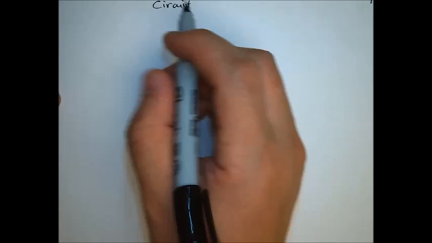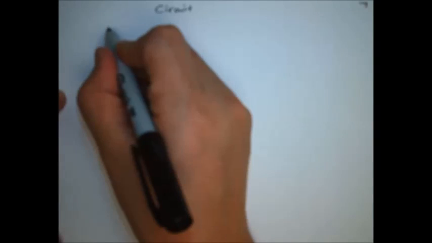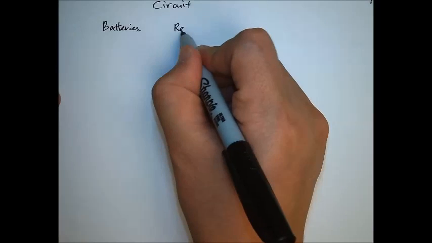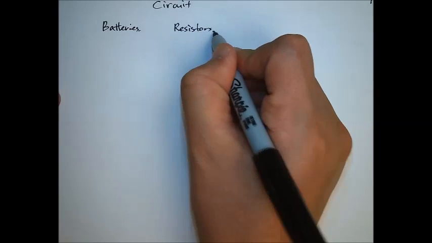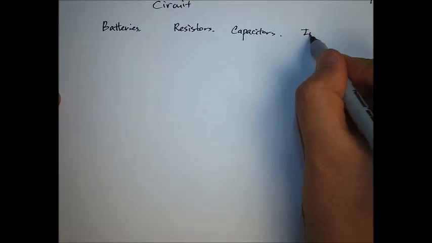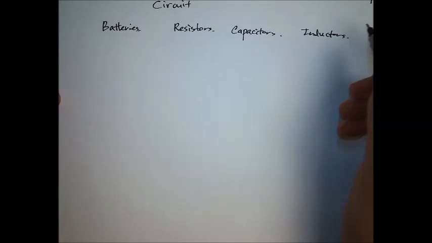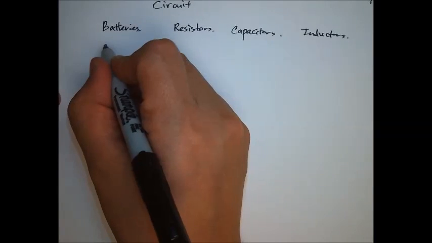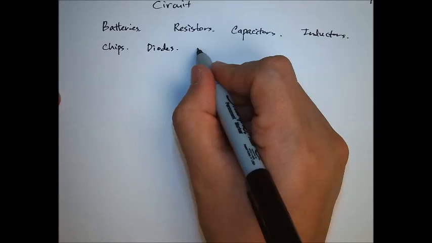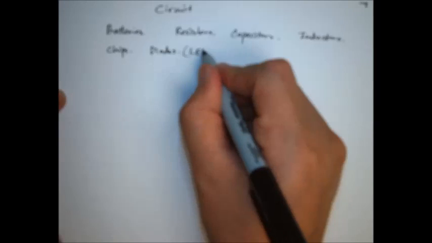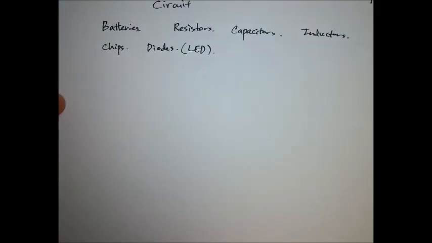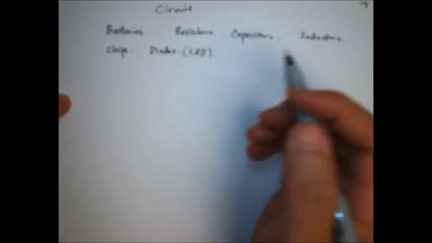So what that means is, electrical components: you have batteries, you've got resistors, you have capacitors, inductors, you have chips, diodes, you have LEDs, which is a type of diode, you've got light bulbs, you have all sorts of things. These are electrical components, and so it's a network of these components.